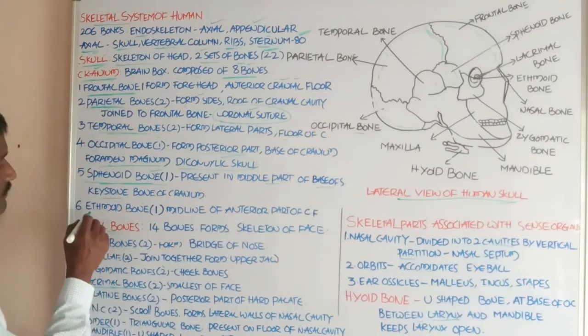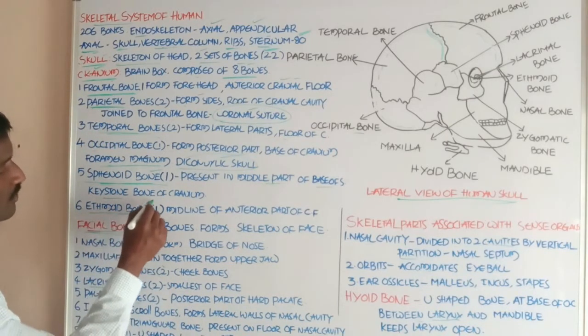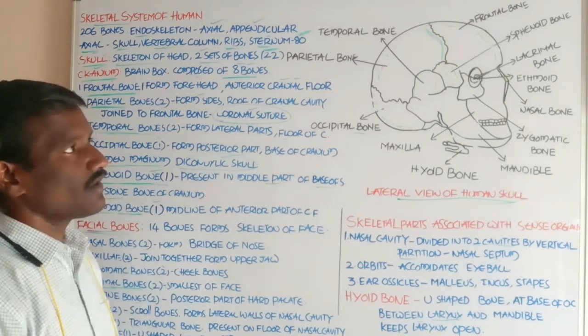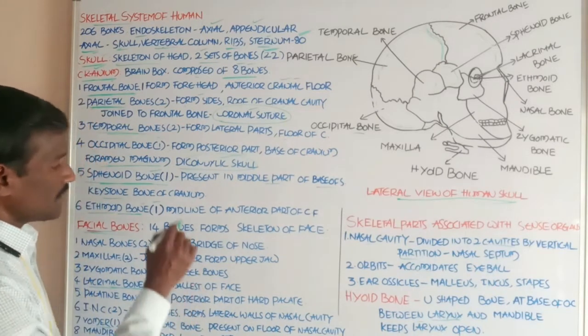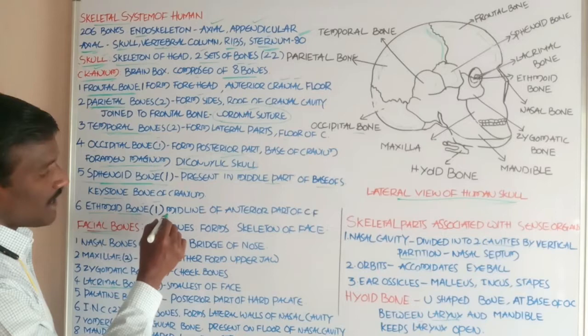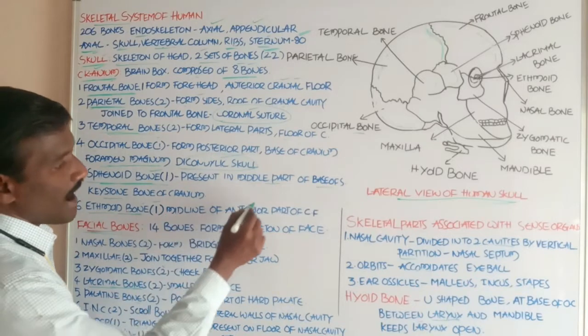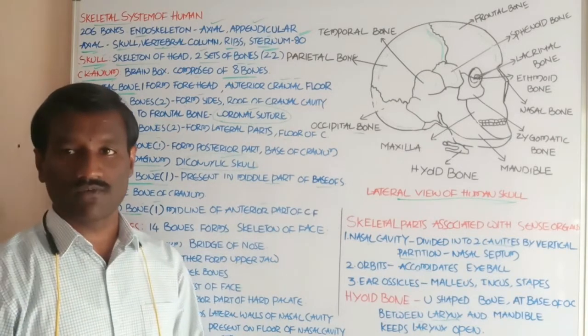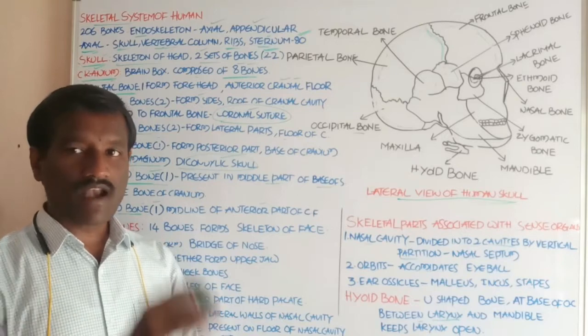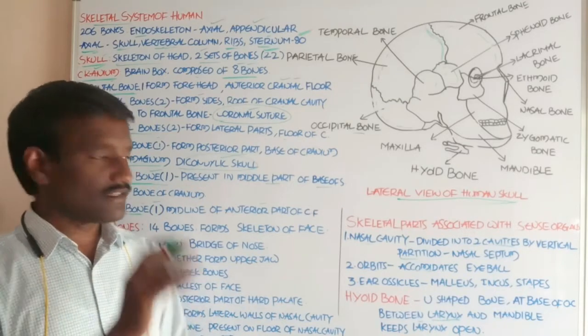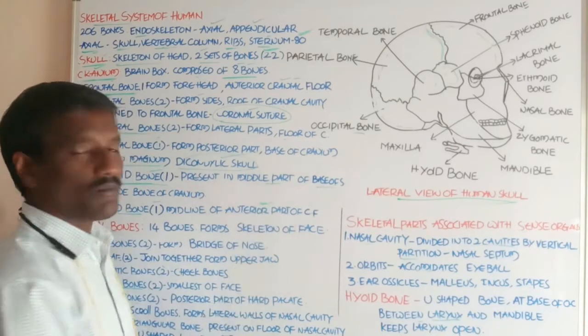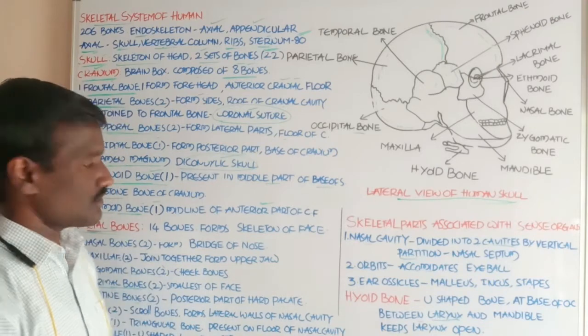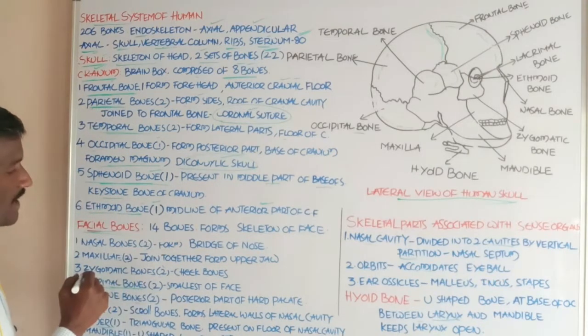Next, the sixth one is the ethmoid bone, one in number. The ethmoid bone forms a midline structure at the anterior part of the cranial floor. Okay, students, this is about the ethmoid bone.